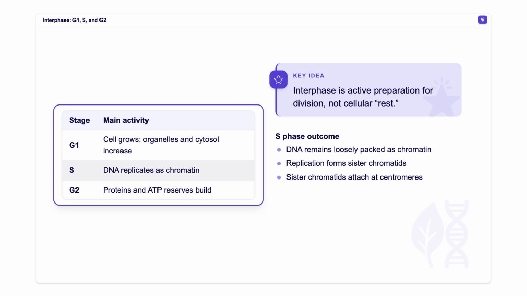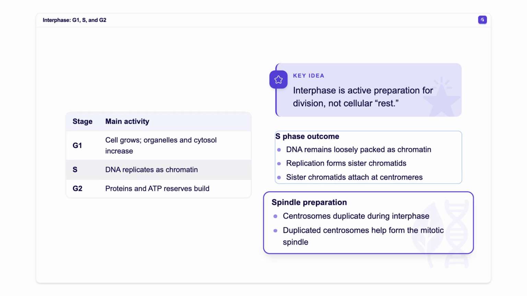In G2, the cell checks and finishes its preparations. It produces proteins, builds up ATP reserves for energy, and gets ready for the physical movement of chromosomes. A key part of that preparation is duplicating centrosomes. Centrosomes help organize the mitotic spindle, the structure that will pull sister chromatids apart during cell division.